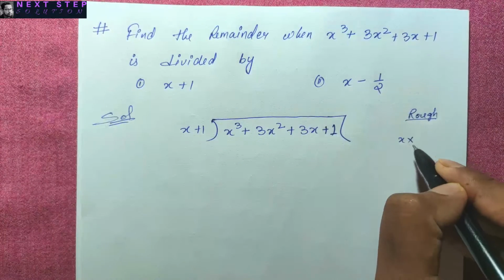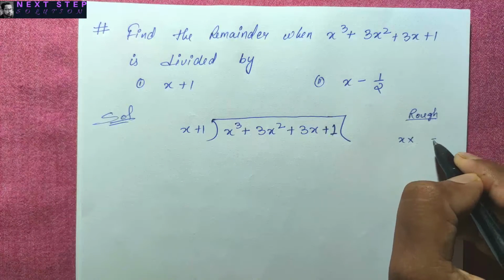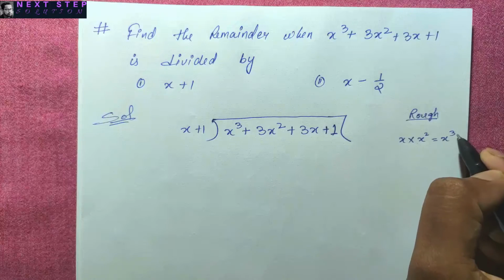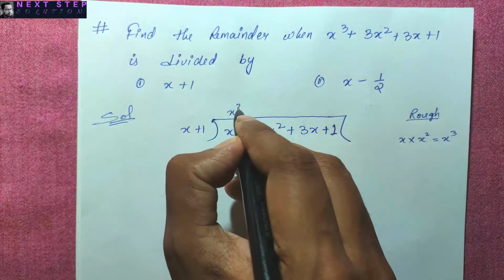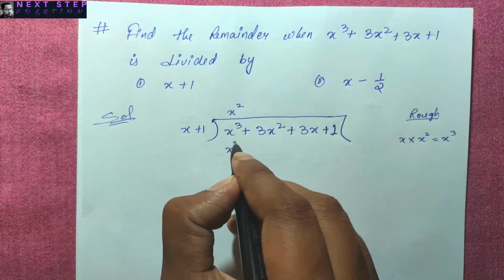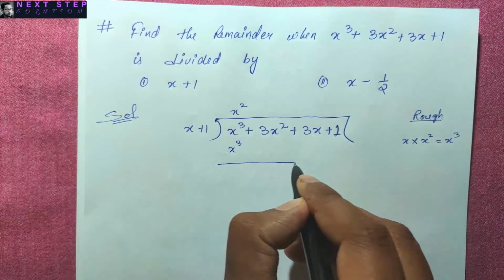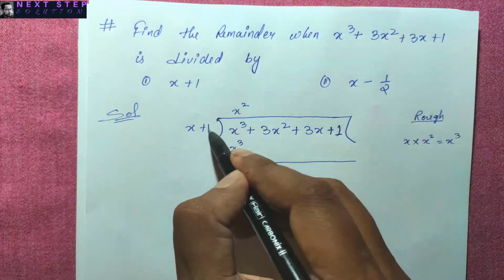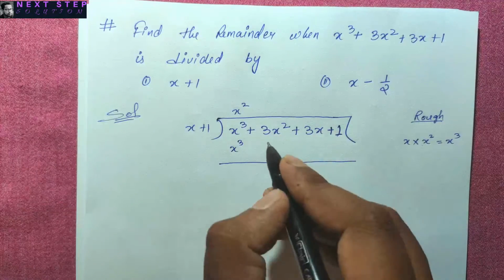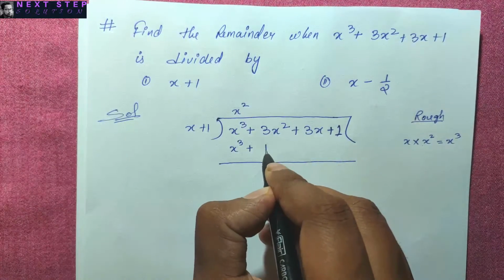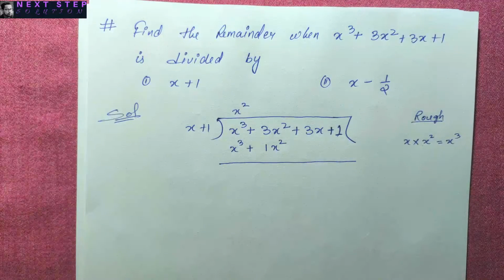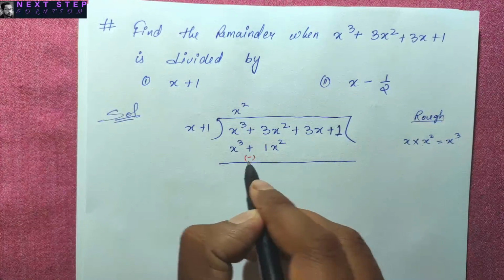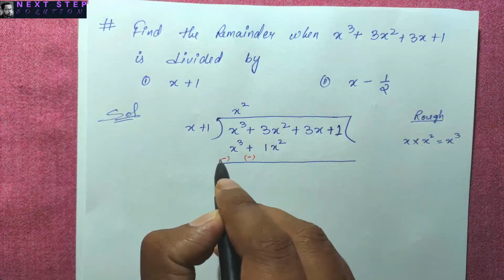Now x should be multiplied with something, and the answer should be x cube. X if multiplied with x square gives x cube. So we will multiply it with x square and we get x cube. Now we close this, but before subtracting, this 1 should also be multiplied with x square. 1 into x square makes it 1x square. Both of them were positive, so positive 1x square. Now we need to change the sign. This is positive, it will become negative. This is also positive, it becomes negative.